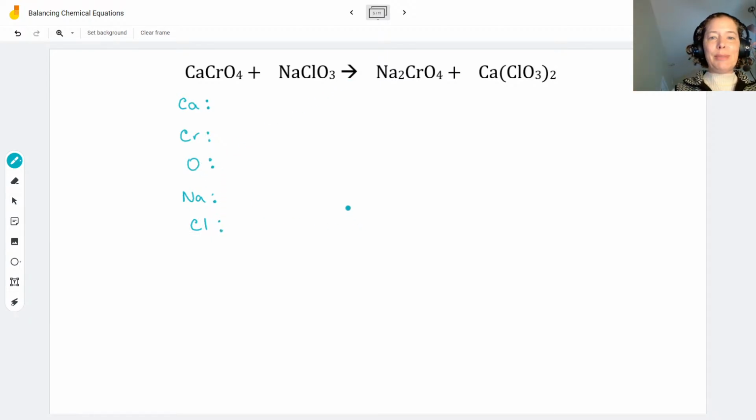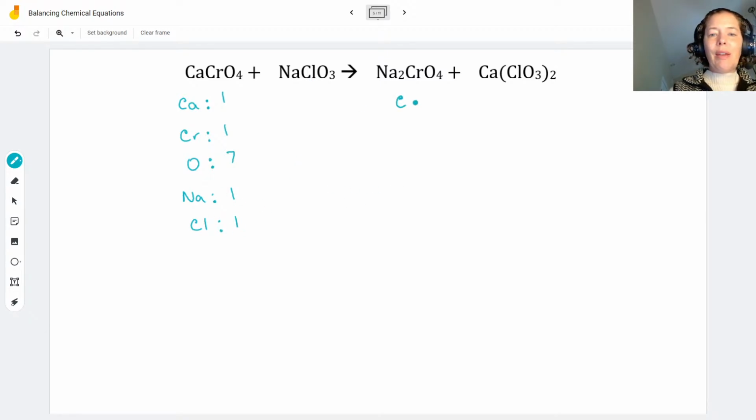So let's count up atoms. I have 1 calcium, 1 chromium. Okay, so oxygens. I have 4 from calcium chromate and 3 from sodium chlorate. So I have 7 total oxygen atoms. Sodium, I just have 1, and chlorine, I just have 1. So let me go to my product side.